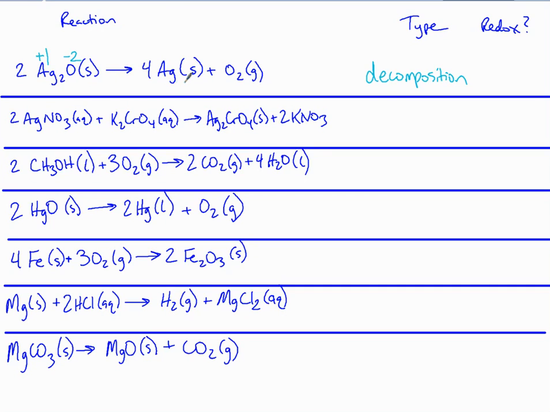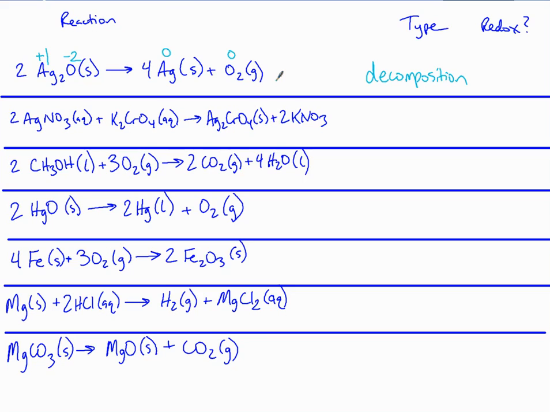Silver solid, that's an element all by itself in its natural state. The oxidation state is 0. Same thing with O2 gas, its oxidation state is 0. Those are its elemental forms. So the question of is it redox can be answered by asking, does the oxidation number of the elements change?